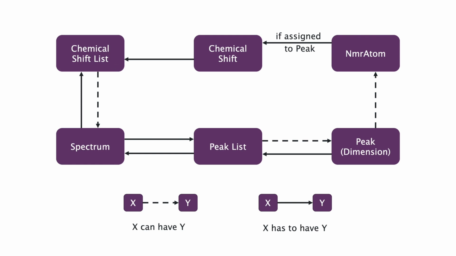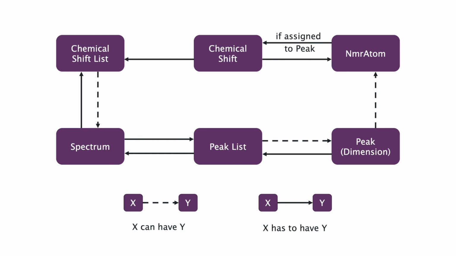What perhaps isn't so obvious at first sight is that a chemical shift has to be linked to an NMR atom, because the NMR atom is essentially the label for the chemical shift, and without a label you don't know what the chemical shift is or what it's referring to. It's just a random ppm value. So a chemical shift always has to be linked to an NMR atom.